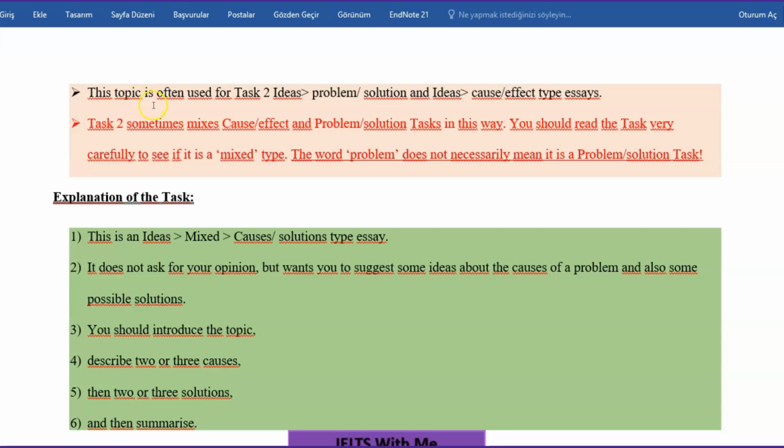This topic is often used for task 2 ideas or problem and solution, and or ideas or cause and effect type essays. Task 2 sometimes actually combines cause and effect and problem and solution tasks in the way that I talked about above. You should read the task very carefully to see if it's a mixed type. Pay attention that the word problem does not necessarily mean that it's a problem or solution task.